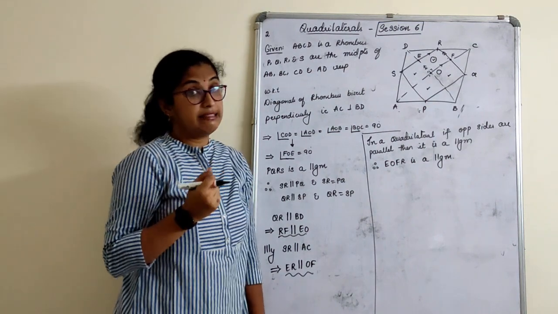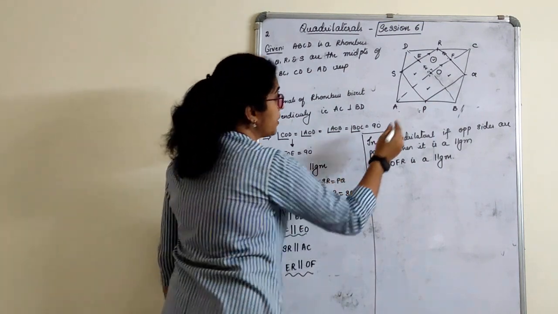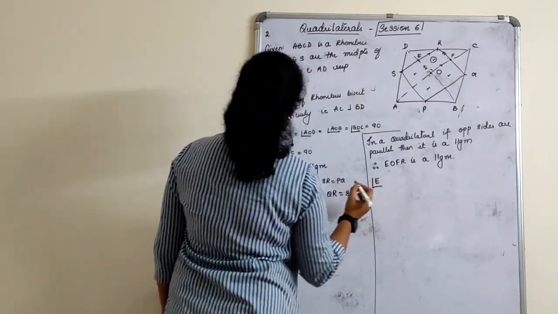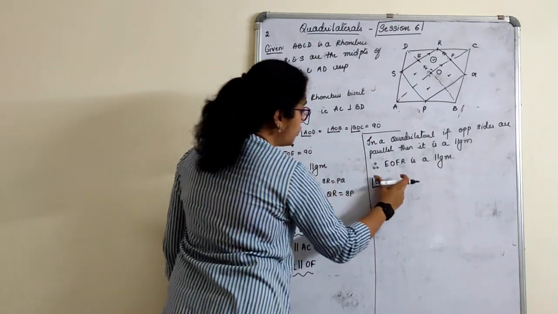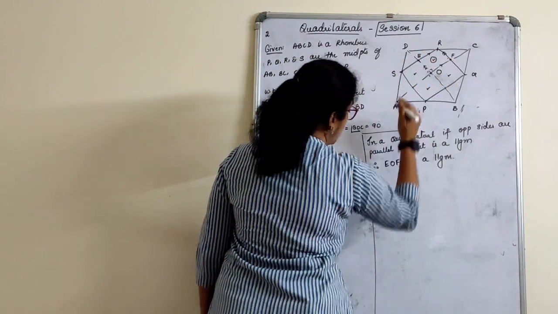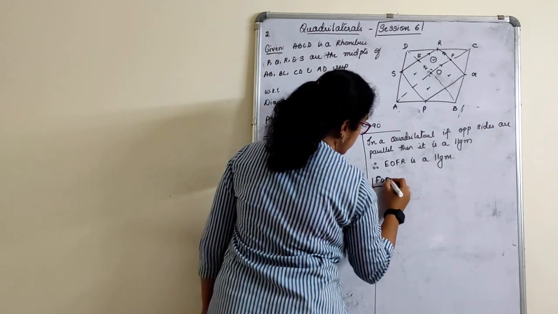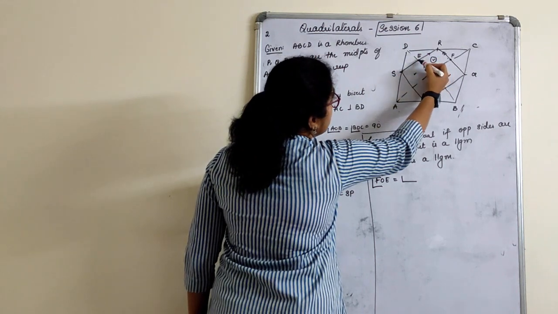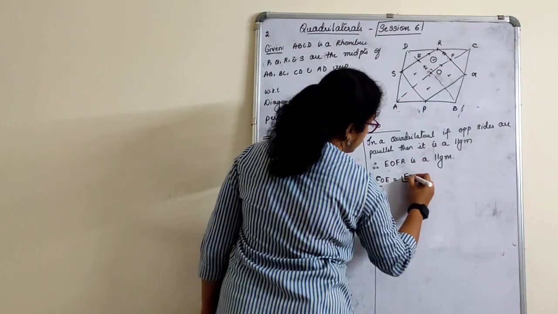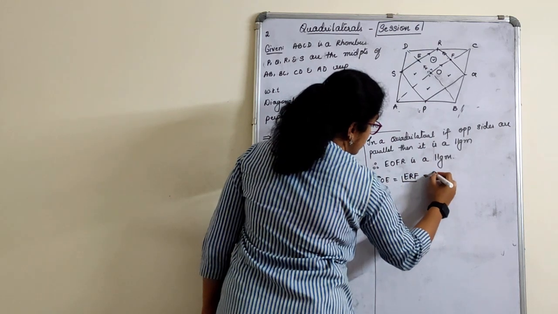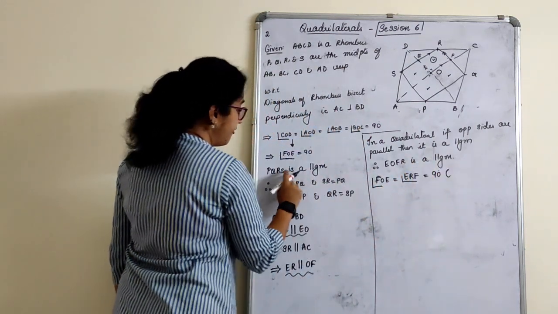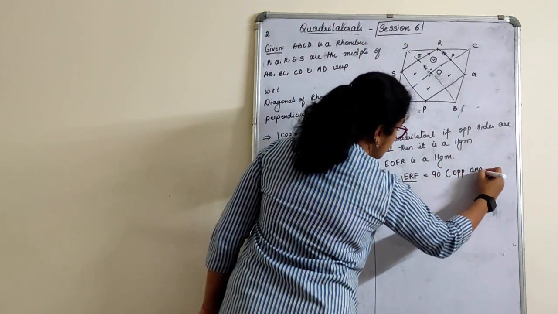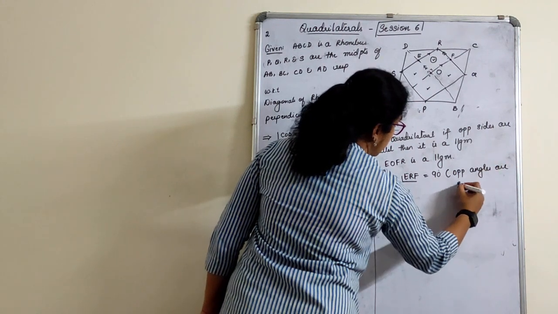What are the properties of a parallelogram? Opposite sides are equal, then opposite angles are equal. Okay. Angle FOE is equal to angle ERF. That is equal to 90 because FOE is 90. Reason: opposite angles are equal in a parallelogram.